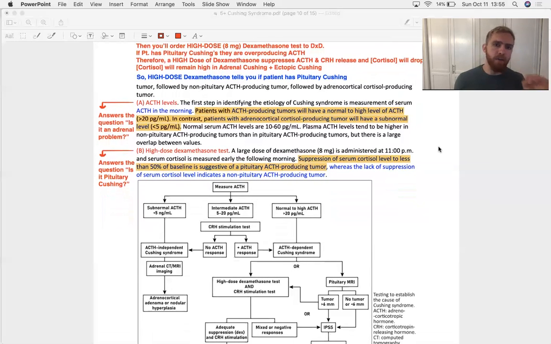So if your high-dose dexamethasone comes back and the patient still has a high ACTH and a high cortisol, you rule out pituitary Cushings and you say, I'm looking for an adrenal problem, or I'm looking for a tumor elsewhere in the body that's making this paraneoplastic ACTH.